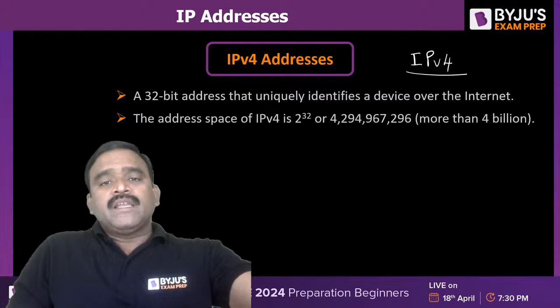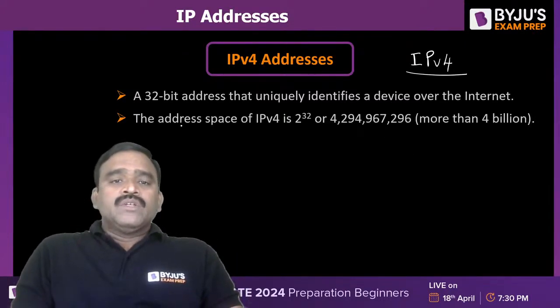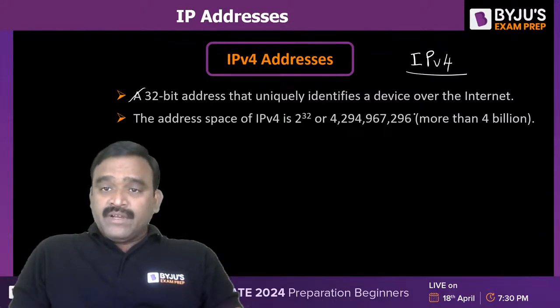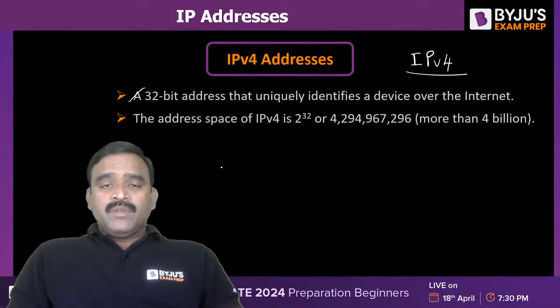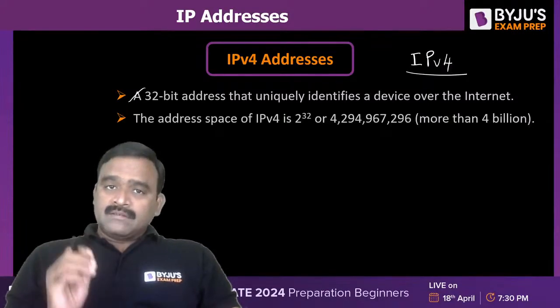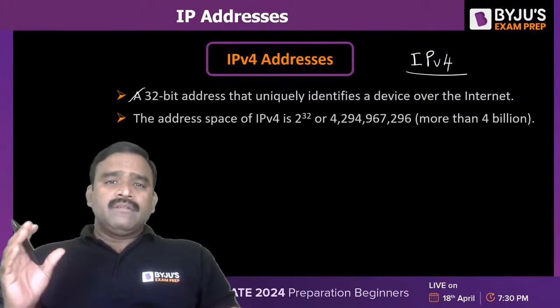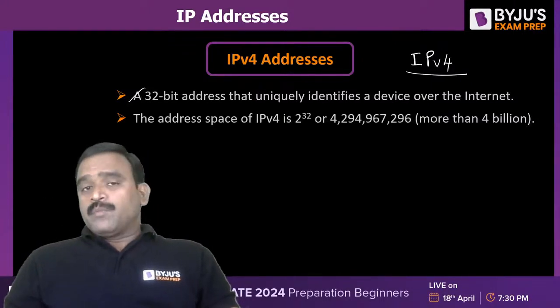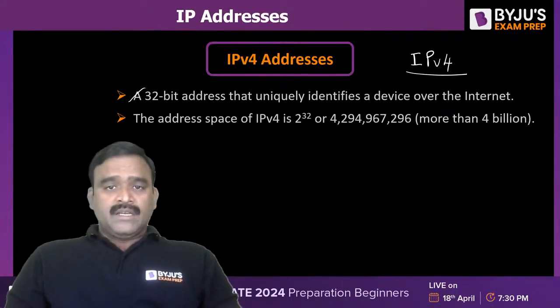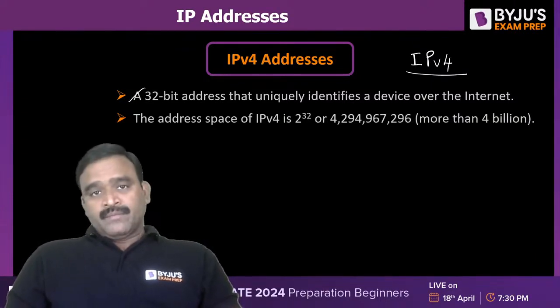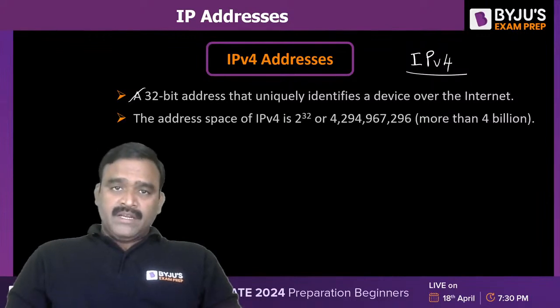Basically, an IP version 4 address is a 32-bit address that uniquely identifies a device over the internet. The device may be a laptop, a mobile phone, a desktop, or any other device that is able to transfer and receive data, for example a printer. Any device in the internet should have an IP address for unique and universal identification.